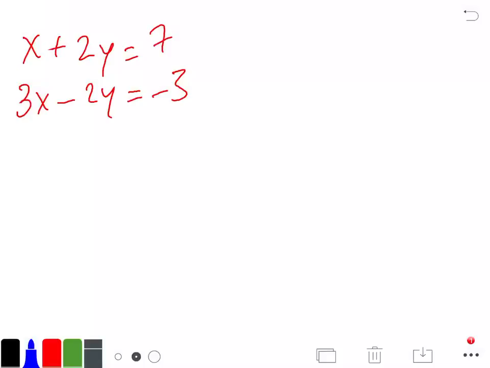Here's an example of a solve by elimination systems question. Before I launch right into doing this, there are a few things that I want to make sure that you know that you have to do.